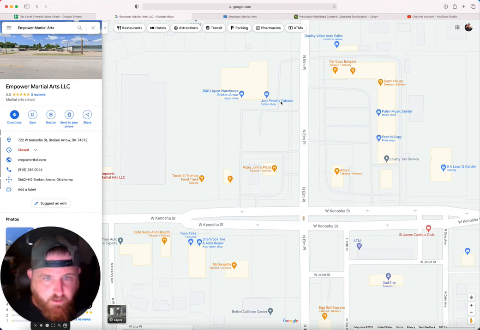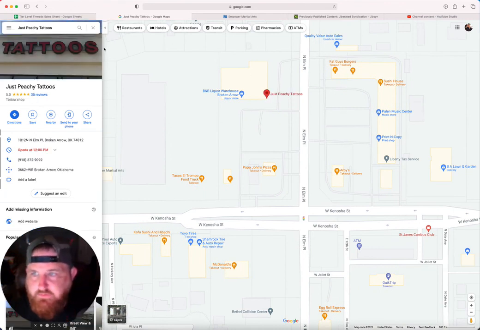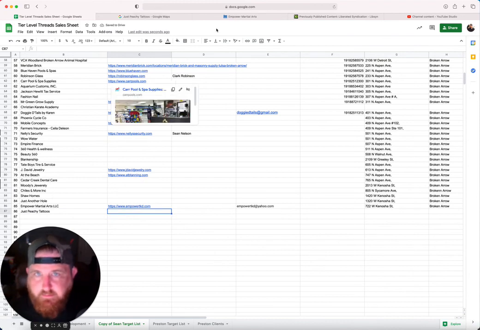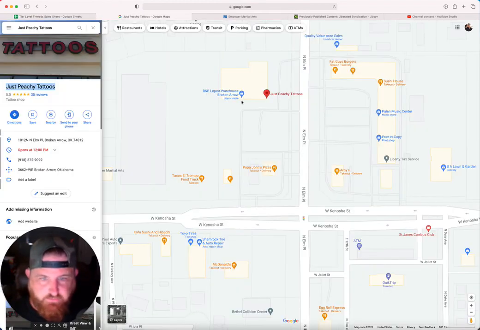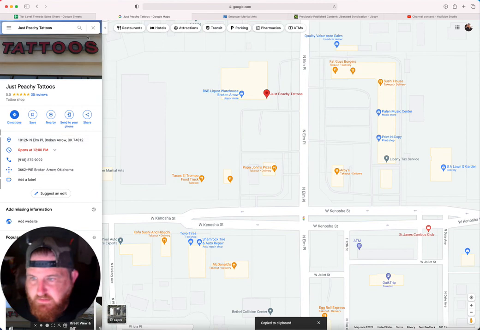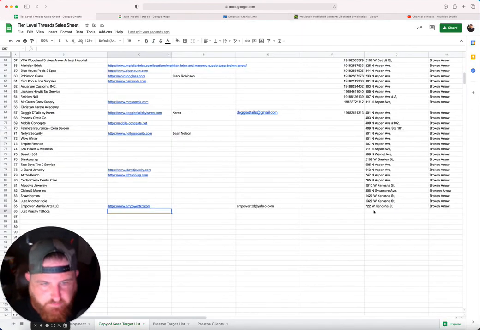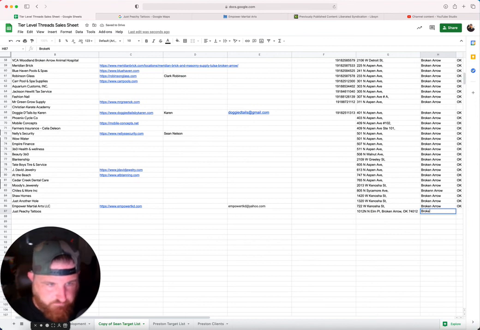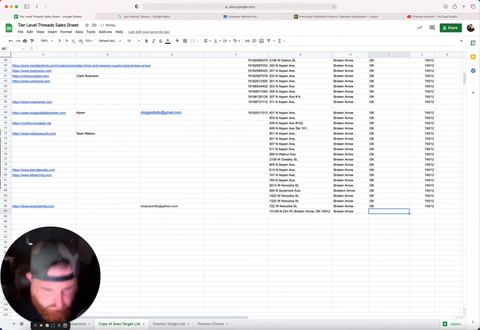So we're just back in this area. Here's another tattoo shop. I think it's newer. It's called Just Peachy Tattoos. And we're going to go ahead and put them on there as well. And like I said, tattoo shops are very cool businesses to work with. And of course, they don't have a website, so there's plenty to talk about with them. All right, we got their information in here.